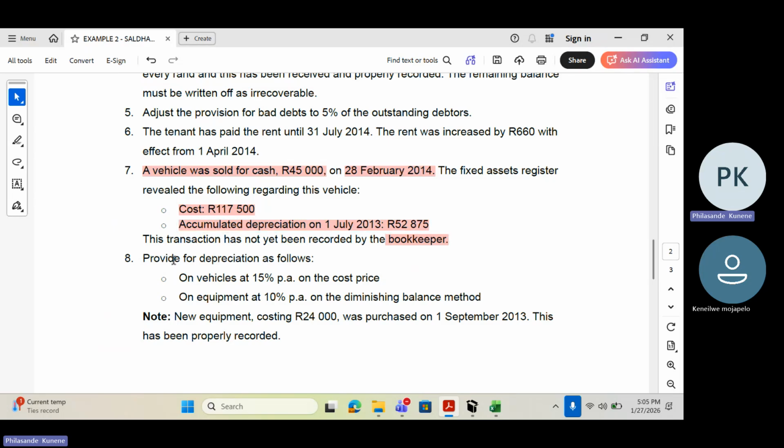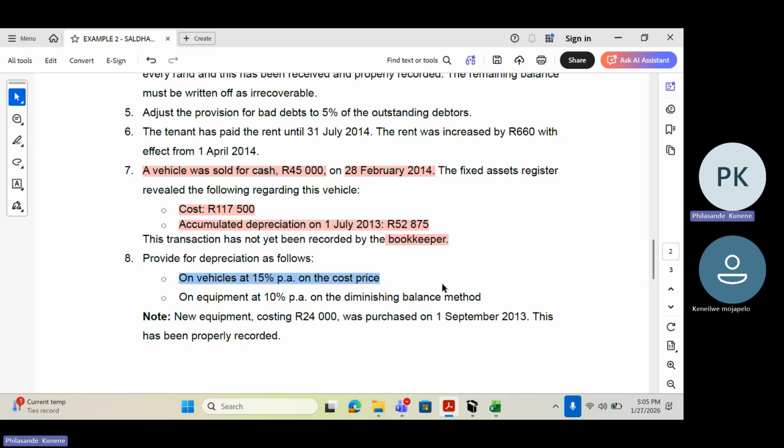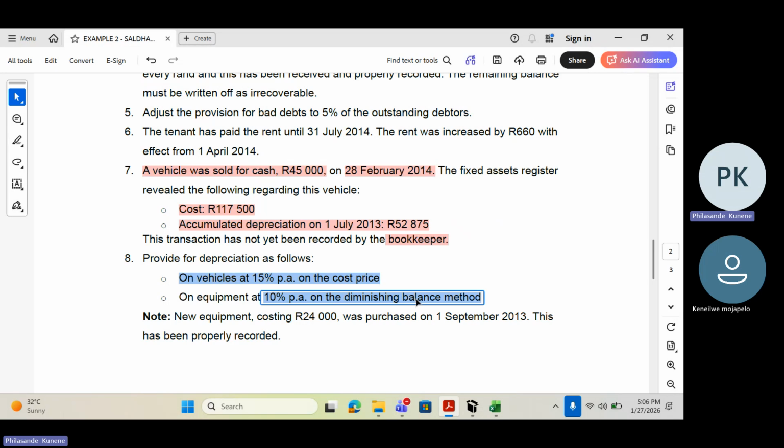So then they said provide for depreciation as follows: on vehicles 15% per annum on cost. So we're calculating it on cost price. Another way, if they don't want to say on cost price, they will say straight line method, right? Depreciation is calculated at 15% on a straight line method. They can say cost price, they can say on a straight line method. On equipment, 10% per annum on diminishing balance method. They can say on carrying value, on reducing balance.